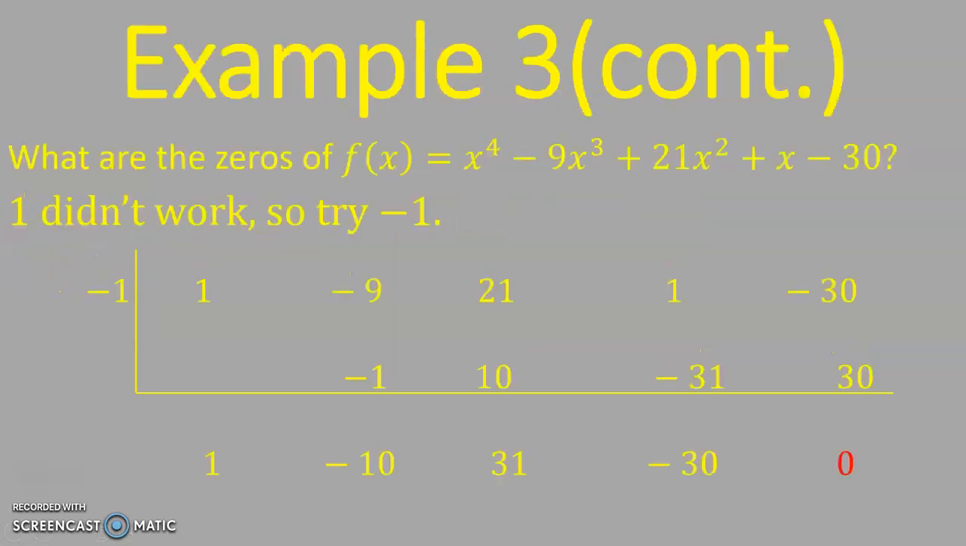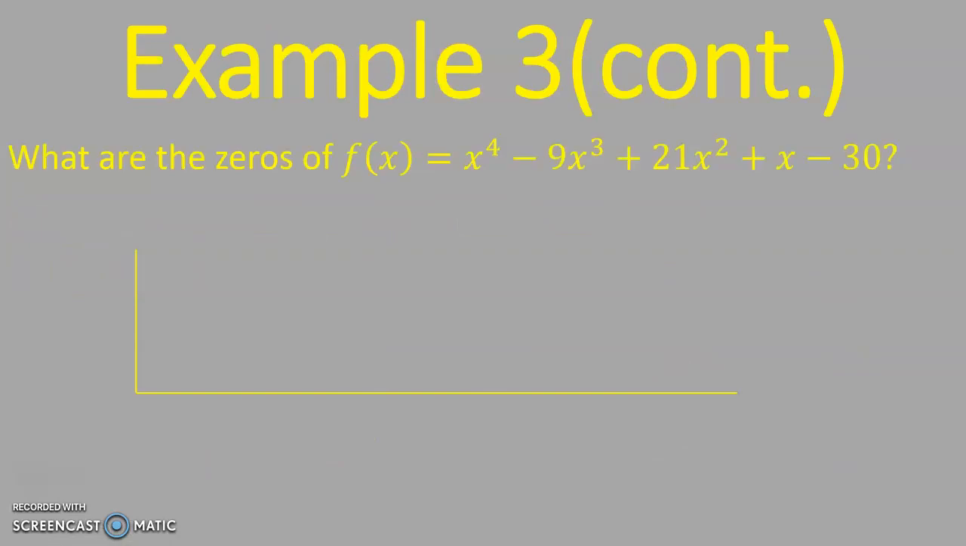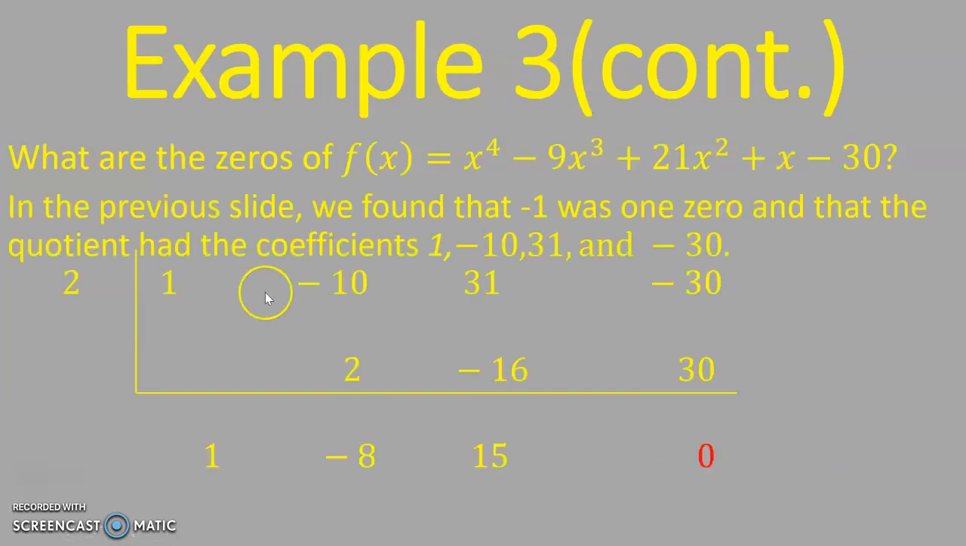So let's go back. There's -1 where it worked. We're now going to try 2, and it works again. So 1 did not work, -1 did, and 2 did. The reason I had to go twice here is because I didn't have a quadratic when I found the first one. I started with a quartic and worked my way down to a cubic, but I couldn't factor that cubic, so I had to go one more time. Now I've got it down to a quadratic.